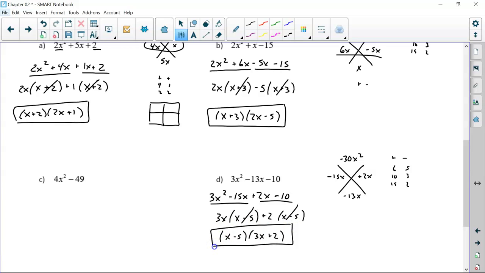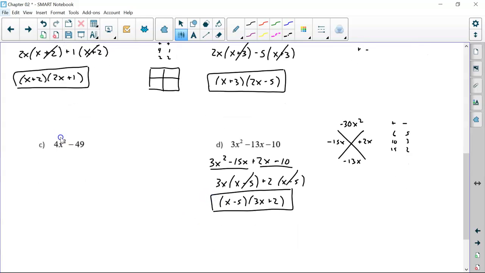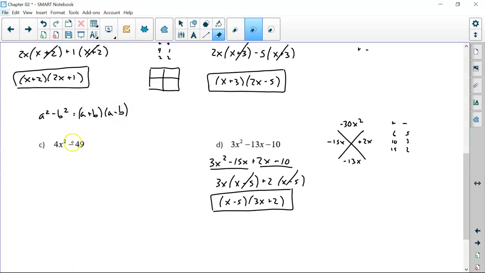Now for part C, you could use this method, or you could use a special case. 4x squared is a perfect square, and so is 49. So it's in that form of a squared minus b squared. So it's going to be a plus b, a minus b, the conjugates. So you could just factor it right away, and you'll get 2x plus 7 and 2x minus 7.